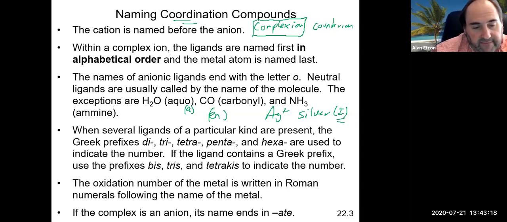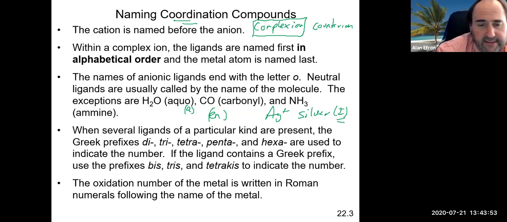We also use prefixes if there's more than one ligand within a coordination compound or even a complex ion. We use di, tri, tetra, penta, hexa for 2, 3, 4, 5, and 6. And the weird thing is, if the ligand itself has a prefix in it, a Greek prefix, in the name, we then roll into different prefixes like bis for 2, tris for 3, and tetrakis for 4.